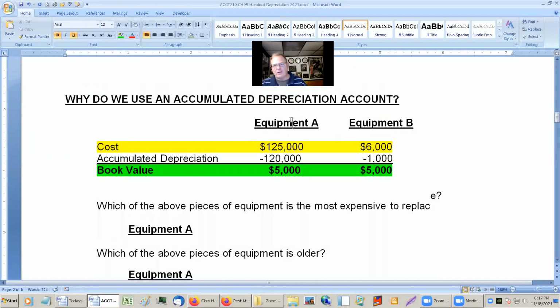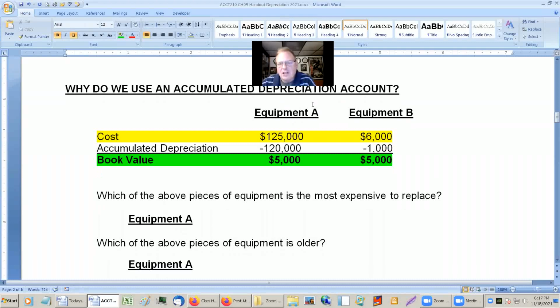If you're a manager looking at the financial statements, you look at this and you'd see, whoa, this one is very old, most likely. It's really depreciated, and it looks like a very expensive piece of equipment. So we're going to have to pay out a lot of money very shortly for equipment A. Compare that to equipment B, it's depreciated a little bit, but not much compared to the original cost. And it's way cheaper, at least relative to equipment A.